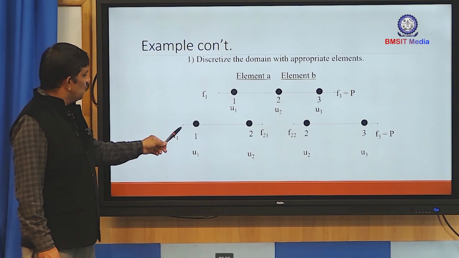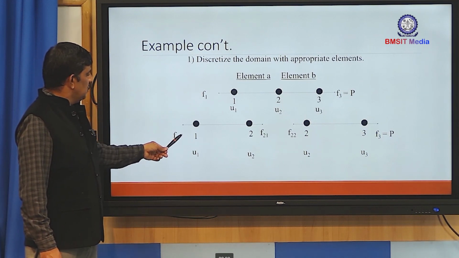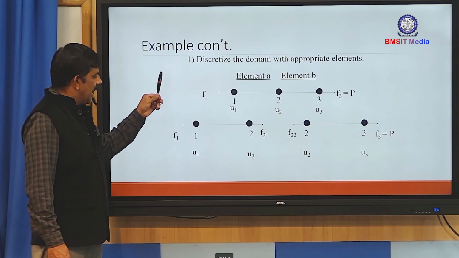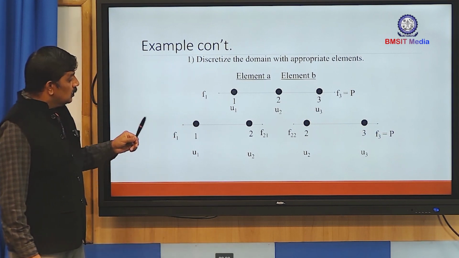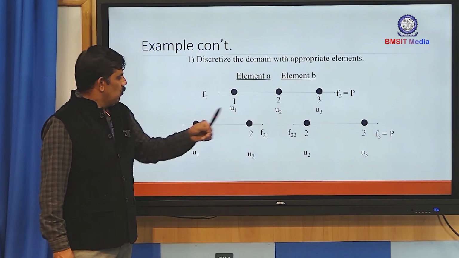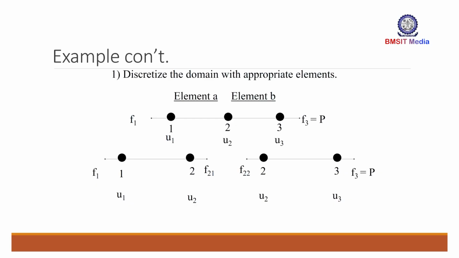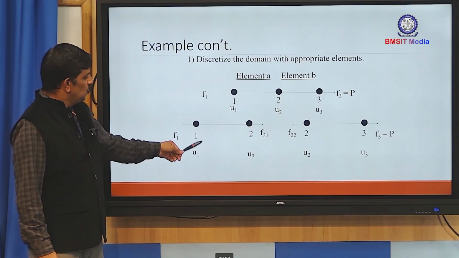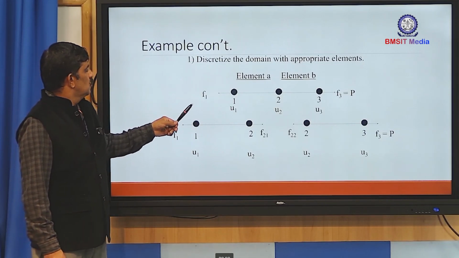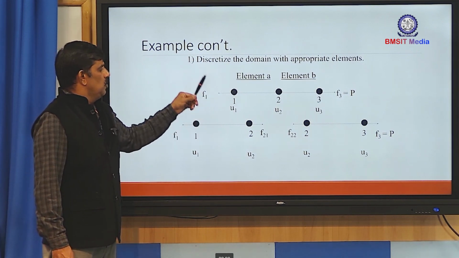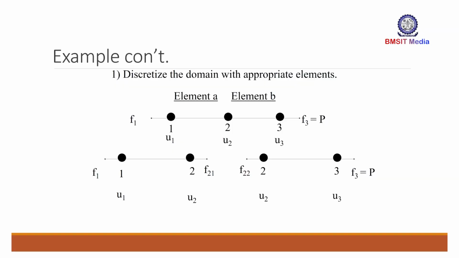If you consider element 1, the force acting is F1, and element 1 is formed by two nodes, node number 1 and node number 2. In a similar way, element 2 is formed by node number 2 and node number 3, and correspondingly we have the deformation. The displacements are given by u1, u2 and u3. Now u1, u2 and u3 are unknown, and we have to find them using our finite element analysis.